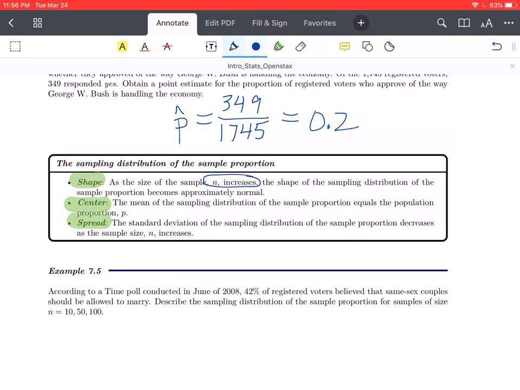The center talks about the mean. So the mean of the sampling distribution for the sample proportion is the same as the population proportion. That's p. And then the spread, the standard deviation of the sampling distribution, decreases as the sample size increases. So the standard deviation decreases as n increases. Okay, so the more data we get, the less variability, the less variety we have within that distribution.